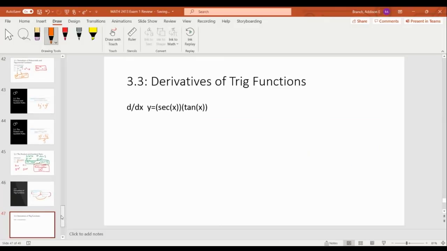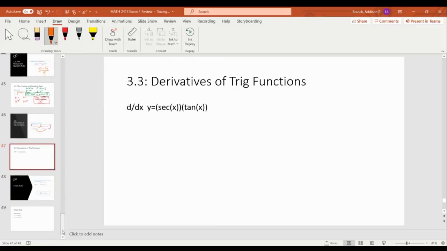All right, so this one we'll do a quick derivative for trig functions just so we can get used to using them. So this one we have secant times tangent. Since we have two different functions, this will multiply, that'll be a product rule.